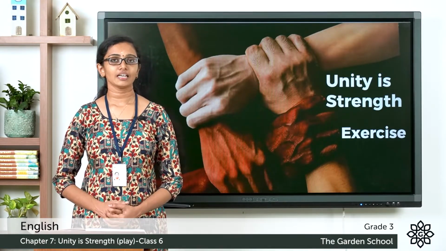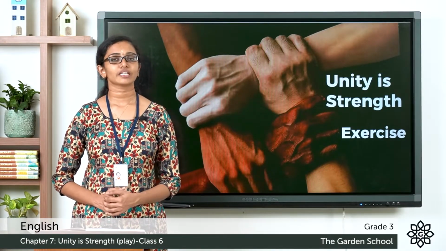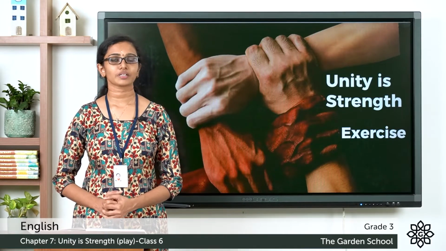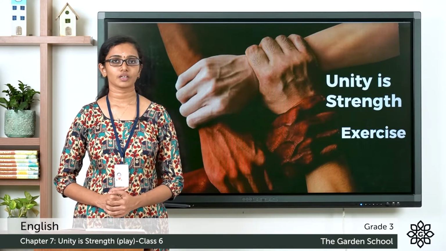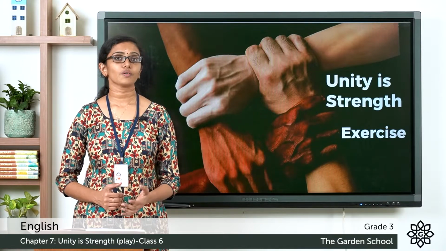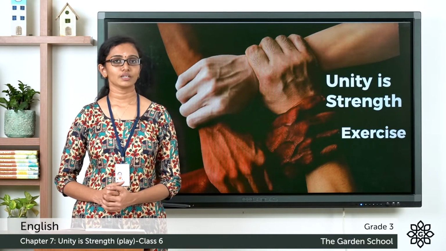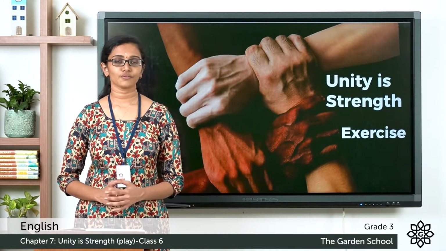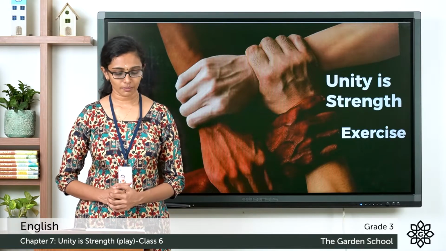In the previous class, we learned the story Unity is Strength. So today we will see the exercise from the chapter. I hope you all have read the story once again. Moving on to the exercise, the first part is the reading comprehension.